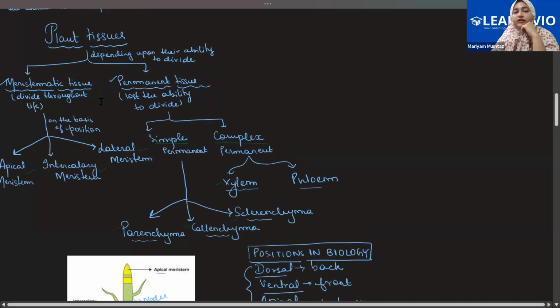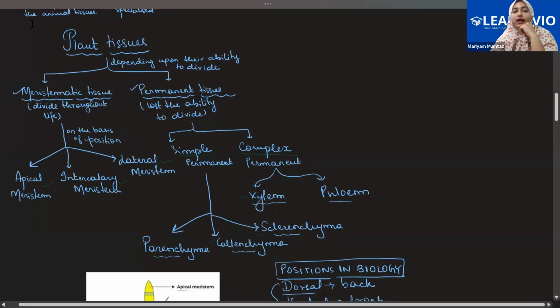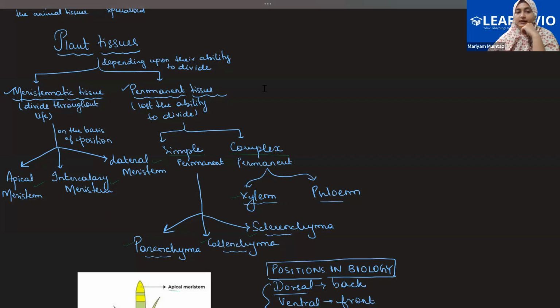Okay. All right. So let us quickly revise what we discussed in the previous class. We were particularly doing the plant tissues. Now, plant tissues are of two types. We remember that they are meristematic and permanent. And this division of the plant tissues is on the basis of the ability of division. Now, the meristematic tissue, furthermore, is of three types: apical meristem, intercalary meristem, and lateral meristem.